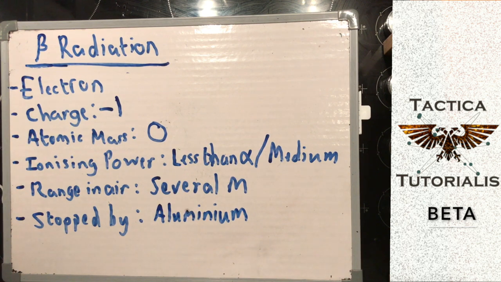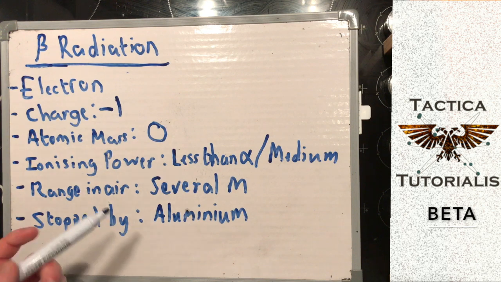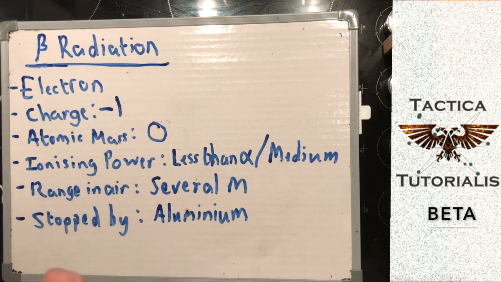is aluminium. Yes, I know if there are Americans watching, you'll be saying aluminum at me right now. No, aluminium. Sorry, it's aluminium. At least it is for us over in the UK and the rest of Europe. So aluminium stops beta particles.